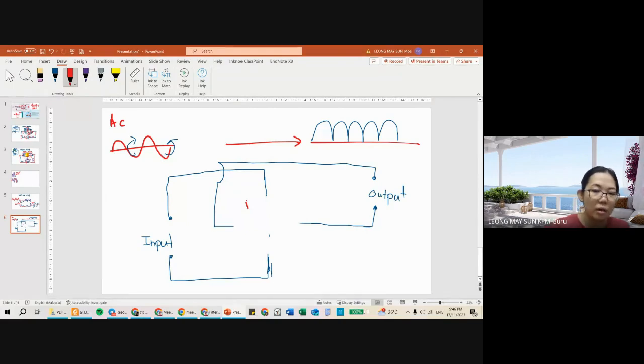The key to drawing a full wave rectification diode is that the diodes must all point to the same direction, either all towards the left or all towards the right. It doesn't matter left or right, as long as they point to the same direction. So I'm drawing mine all pointing towards the right. Okay? So you can see this one is pointing towards the right. This is also pointing towards the right.